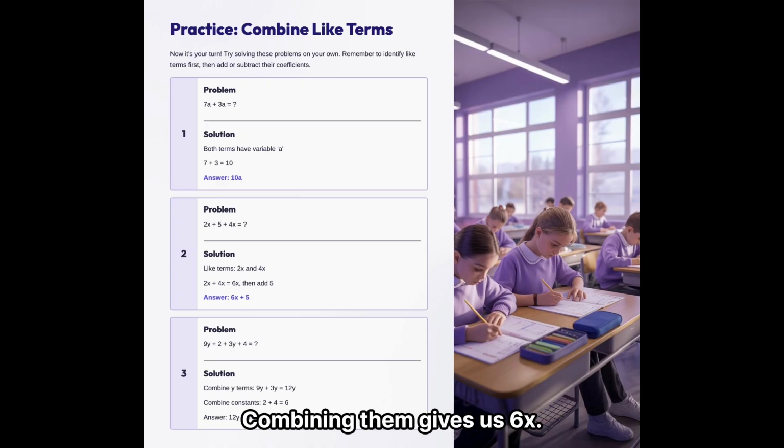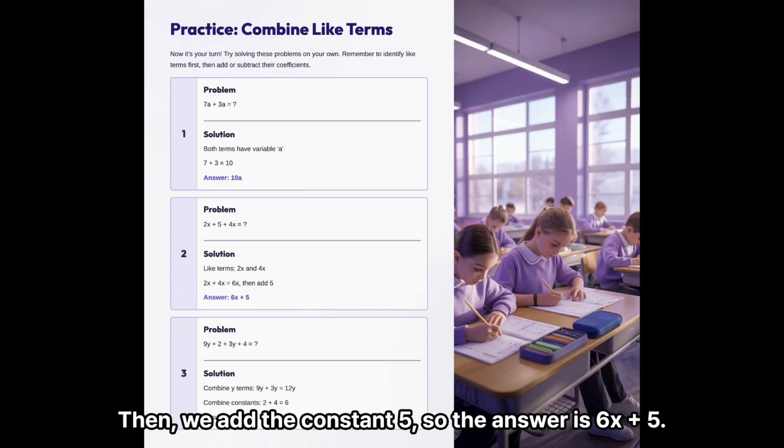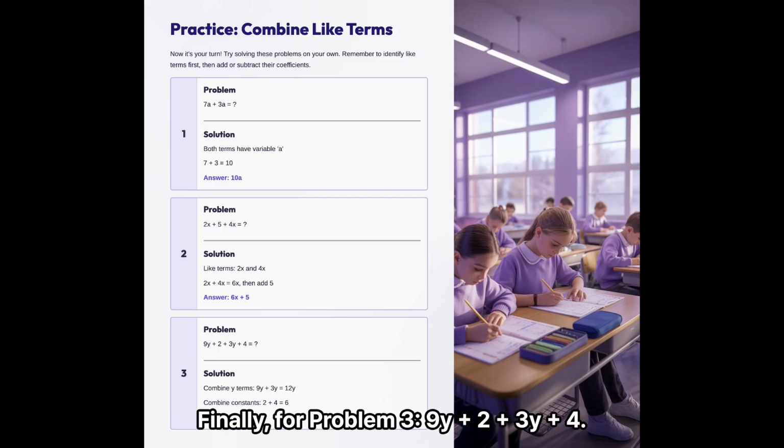Combining them gives us 6x. Then, we add the constant 5, so the answer is 6x plus 5. Finally, for problem 3, 9 times y plus 2 plus 3 times y plus 4.